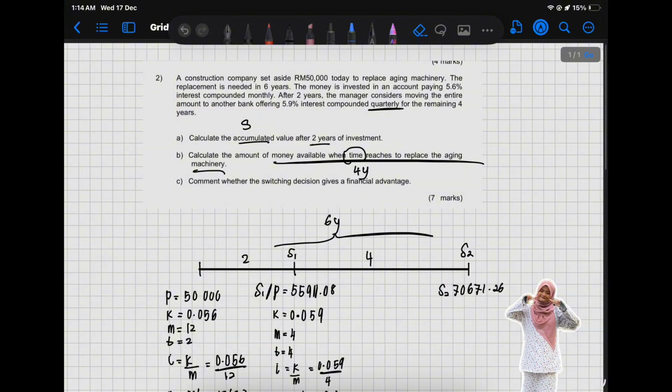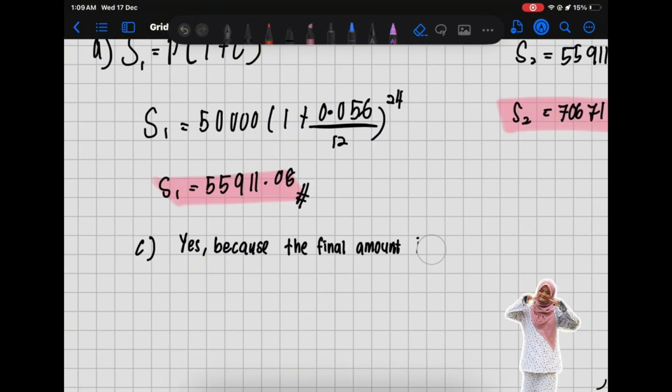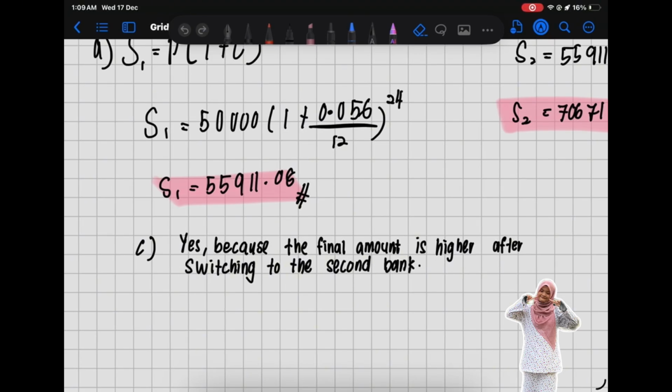Question C. Comment whether the switching decision gives a financial advantage. Yes, because the final amount is higher after switching to the second bank.